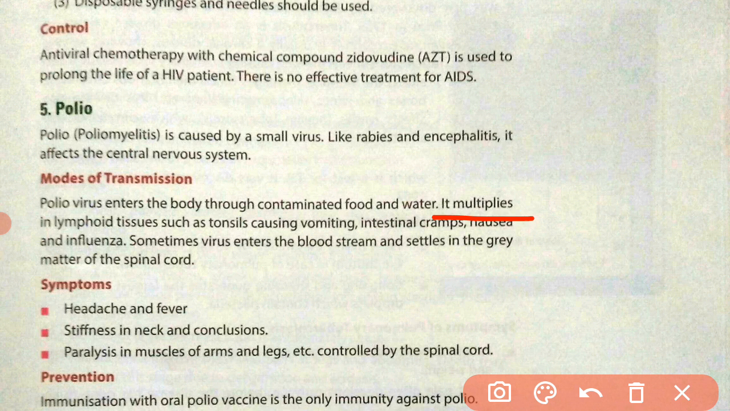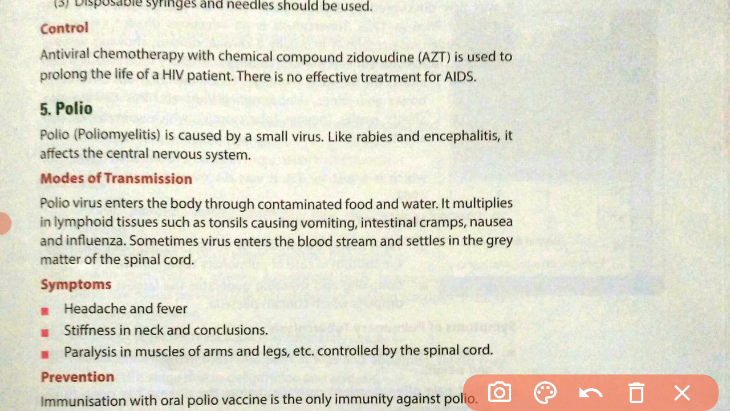It multiplies in lymphoid tissues such as the tonsils, causing vomiting, intestinal cramps, nausea, and influenza. When this virus enters our body, it affects the tonsils and causes vomiting and intestinal cramps. We feel some pain in our intestine, nausea, and influenza as well. Sometimes the virus enters the bloodstream and settles in the gray matter of the spinal cord. The viruses can enter the spinal cord and persist there.